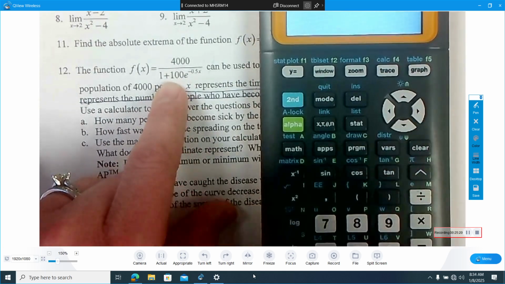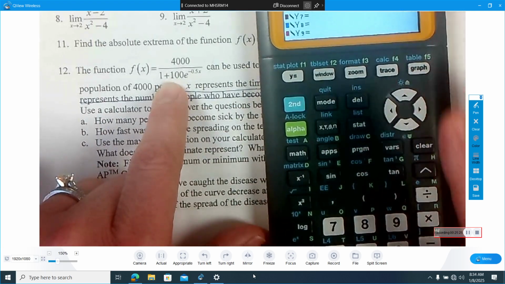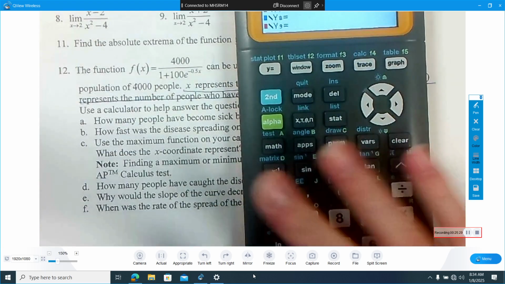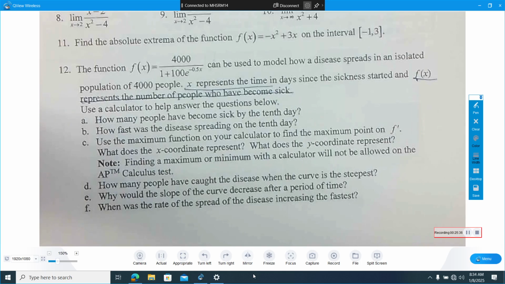I'm going to go ahead and type it in. And again, this is a great question too, because it's really going to test whether or not you know how to plug it into your calculator. Go ahead and plug it in how you think, and then we'll make sure you're right.